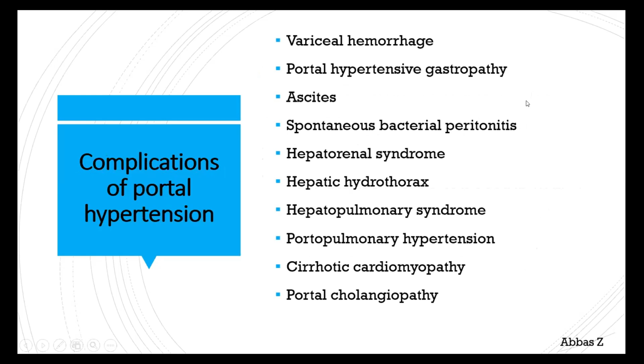So what are the consequences of portal hypertension? There are several consequences that may happen, like variceal hemorrhage, portal hypertensive gastropathy, ascites, spontaneous bacterial peritonitis, hepatorenal syndrome, hepatic hydrothorax, hepatopulmonary hypertension, portopulmonary hypertension, cirrhotic cardiomyopathy and portocholangiopathy. So these are several complications that may happen once portal hypertension is developed.